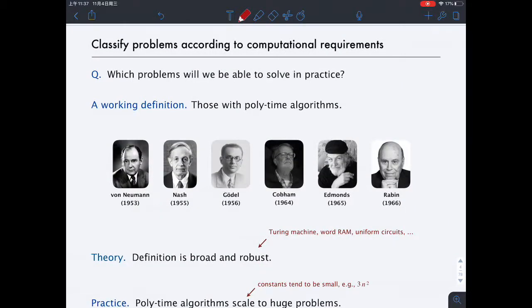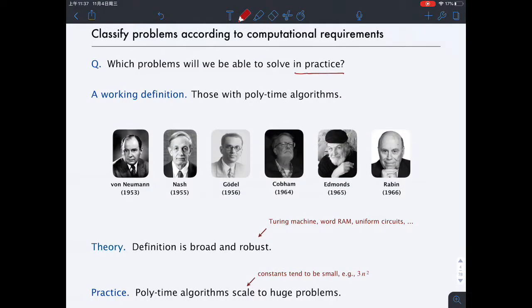Now, let's move to the classification of problems according to computational requirements. The central question we ask here is: is there a unified theory that tells us what sort of problems we will be able to solve? The original motivation is, can we solve all these problems practically? Can we characterize the problems that are practically solvable? In order to answer this question, we have to gradually build up a lot of theoretical models and frameworks to properly encapsulate and abstract this problem.